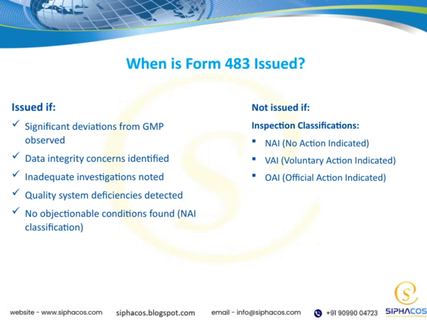It's also worth noting that if no objectionable conditions are found, meaning the inspection falls under the NAI classification, then a Form 483 typically wouldn't be issued. So essentially, the issuance of a Form 483 hinges on what the inspectors observe during their review, especially if they see areas where the company is not meeting regulatory standards. This helps us understand the importance of maintaining compliant practices across all aspects of manufacturing and quality management.